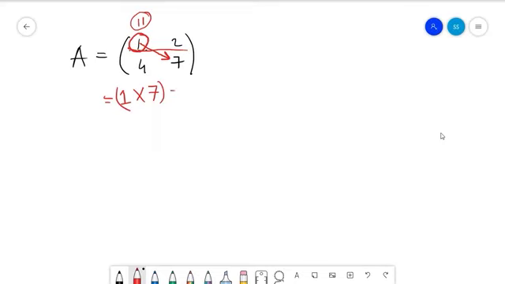Then you put a minus sign. The reason for minus sign will be explained in a few seconds. You have 2, right? And then you look across diagonally and you see 4. So you type 2 times 4. If you evaluate it, this is just minus 1.